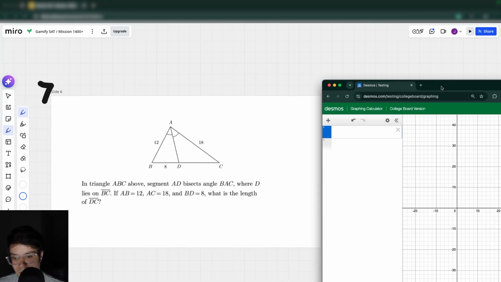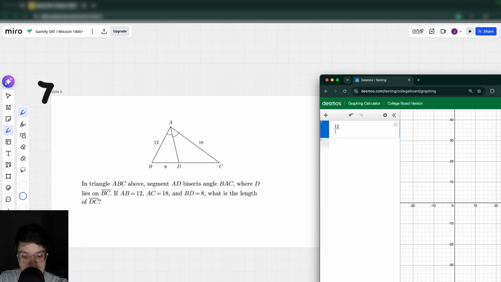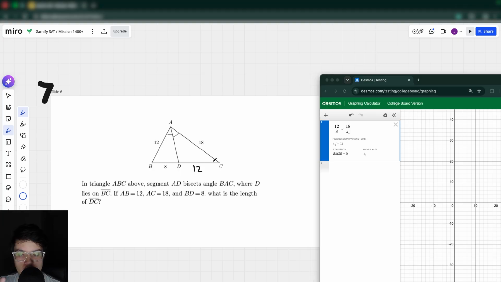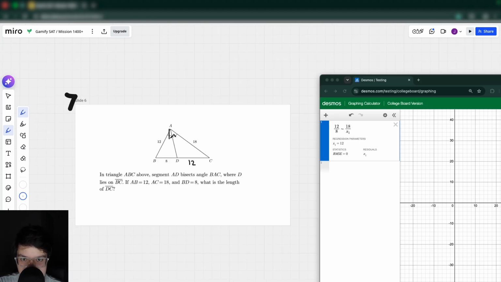Speaking of which, here's a problem like that. So I'm just going to go ahead and solve this really easily. 12 divided by 8 equals 18 divided by x. DC would be equal to 12. Yes, that is the answer. I'm just going to go ahead and teach this as a rule, so you don't need to know really the reasoning behind this. Just know if there is a bisector, you can use this exact way to solve it.